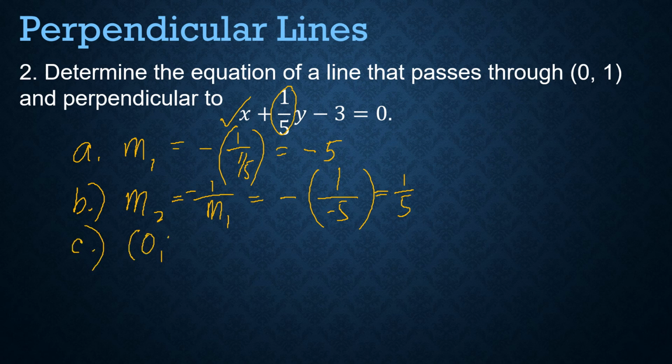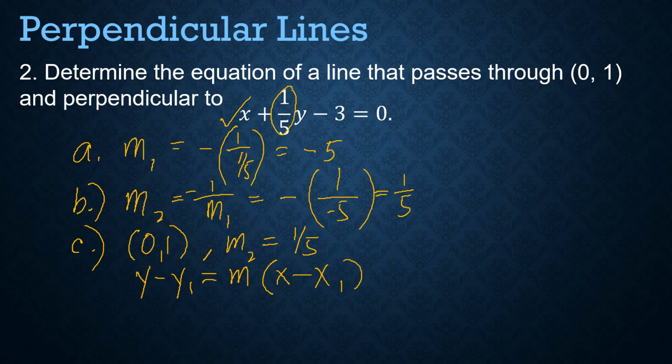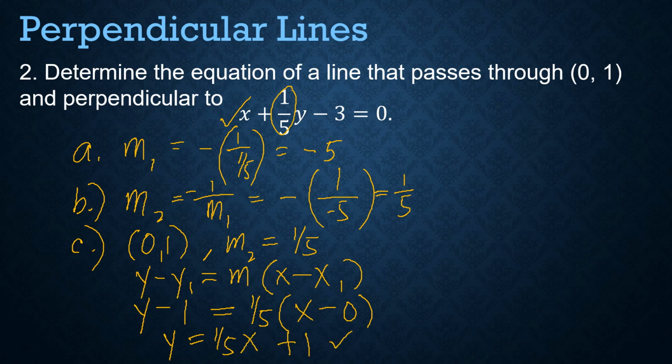Now use the point (0, 1) and the slope, that is 1/5, and substitute that to y minus y sub 1 is equal to the slope times x minus x sub 1, which is the point slope form, where y sub 1 is 1 and x sub 1 is 0. So substitute, slope is 1/5 times x minus 0. Therefore, y is equal to 1/5 x plus 1, and that is the slope-intercept form.